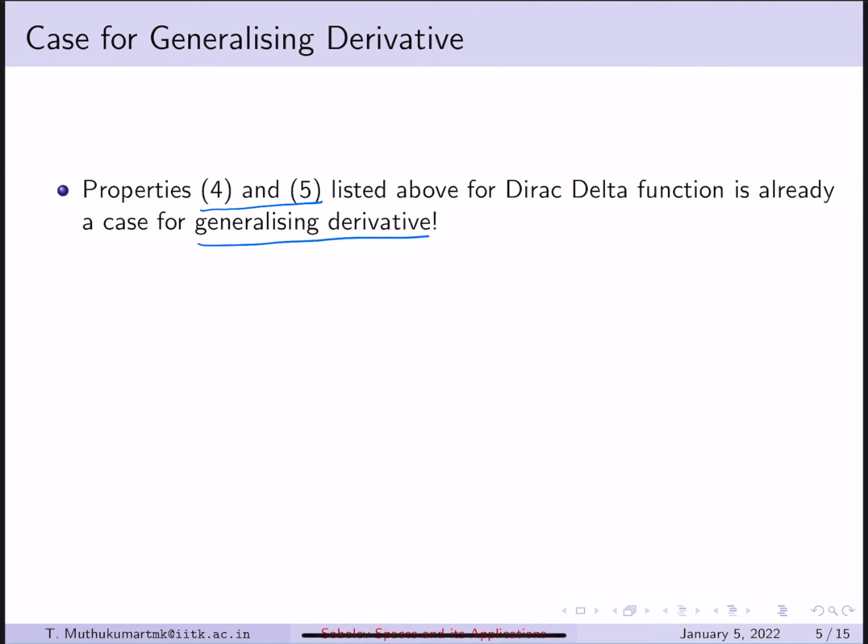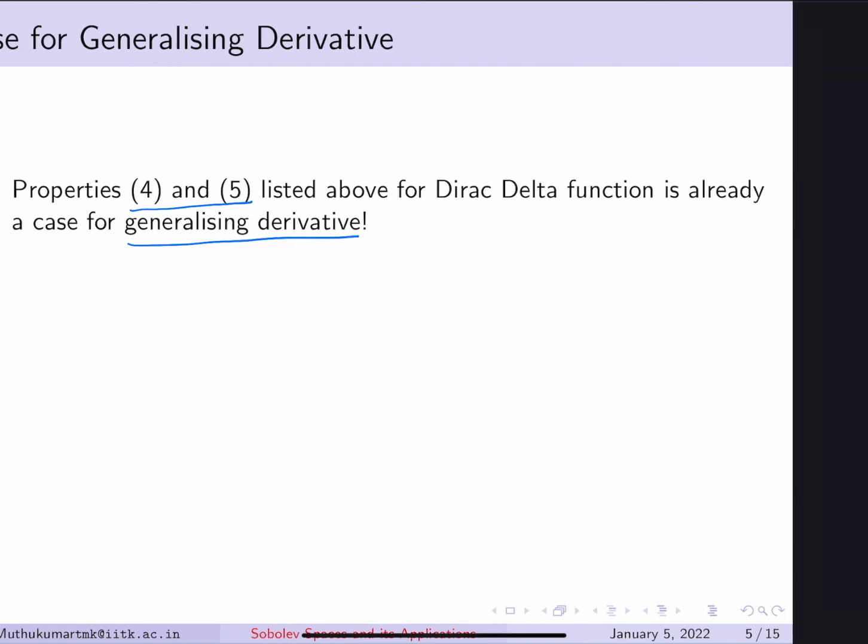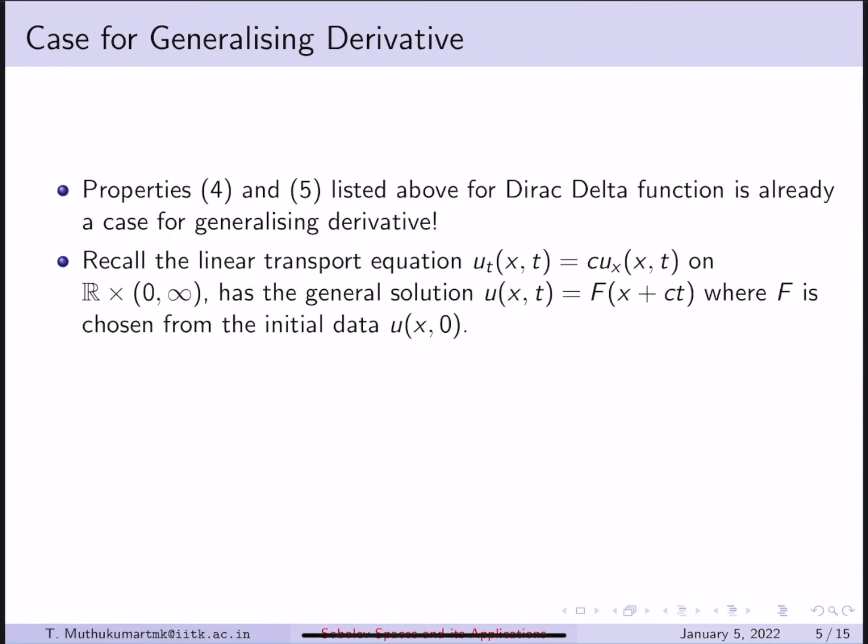In addition, I can give some more. If you look at the transport equation, which is a first order PDE, you can actually solve it using even a simple change of variable or the standard method of characteristics. If you use the method of characteristics to solve this first order PDE, you will end up with a general solution which is of this form, where this f can be chosen from the initial condition.